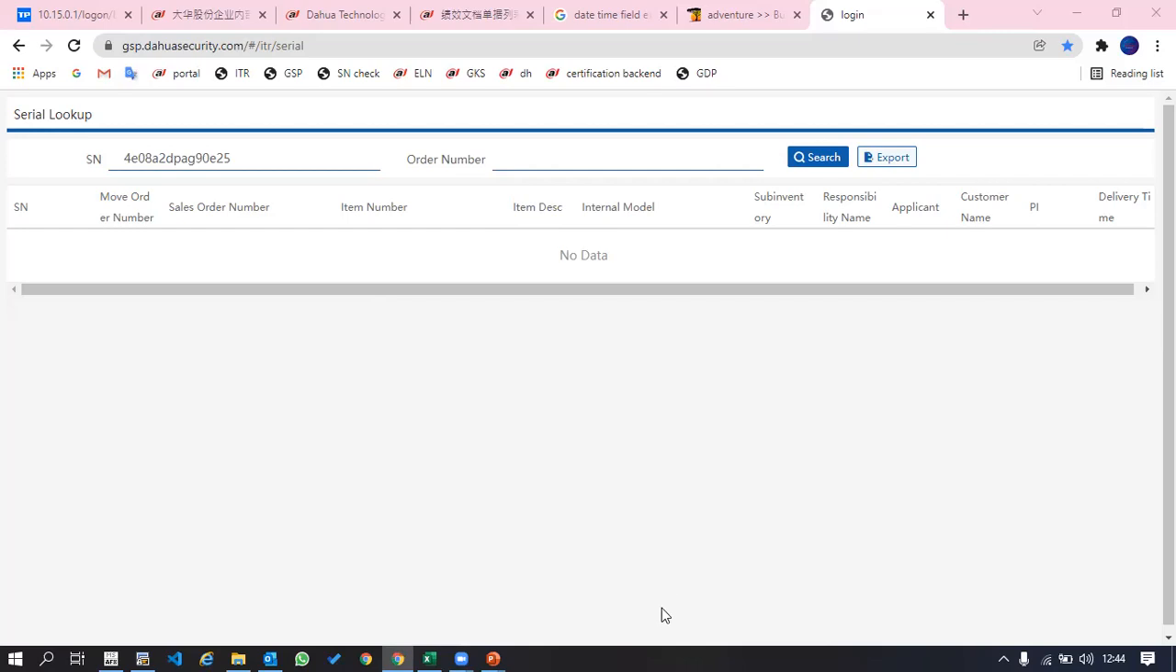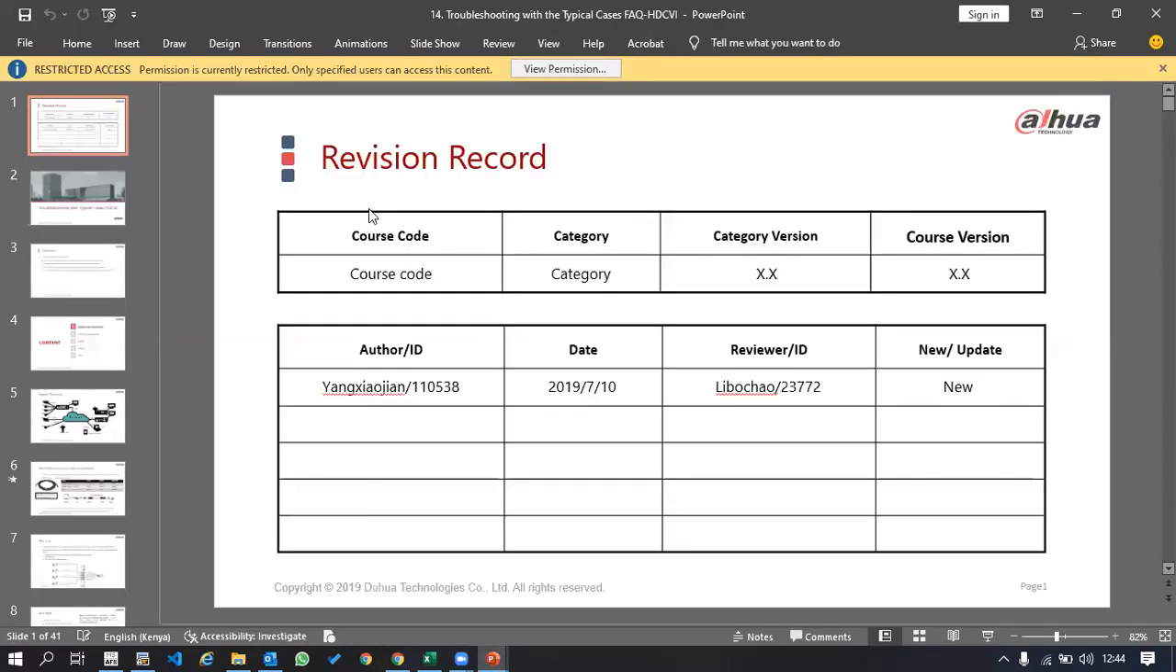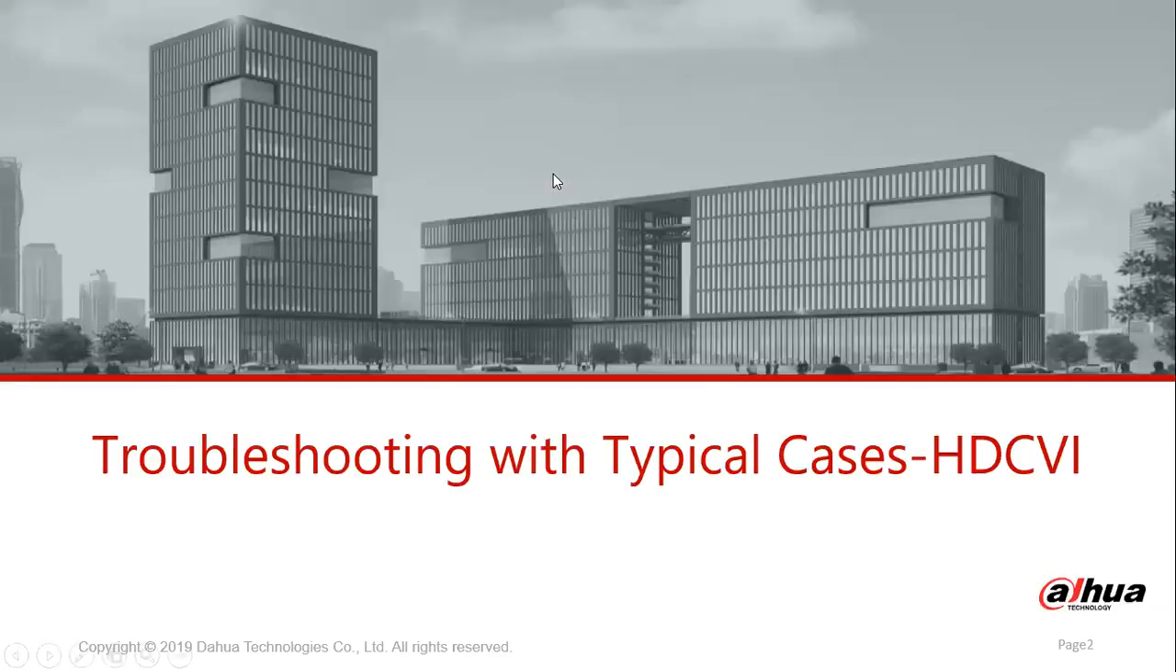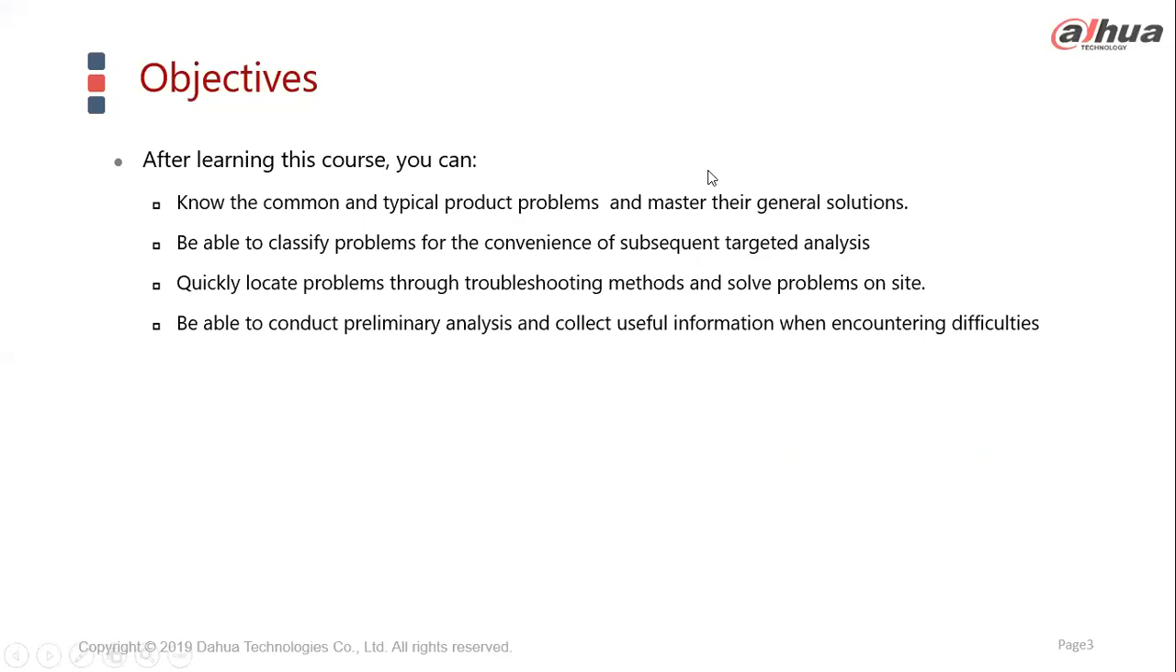Okay, maybe we just dive into the troubleshooting. So in troubleshooting, we begin with the HDCVI. I hope you can see my screen. Maybe some of the common problems that you might be encountering with the HDCVI, that is the analog cameras. So you will know about the common issues that you might face and how to handle such cases, etc.